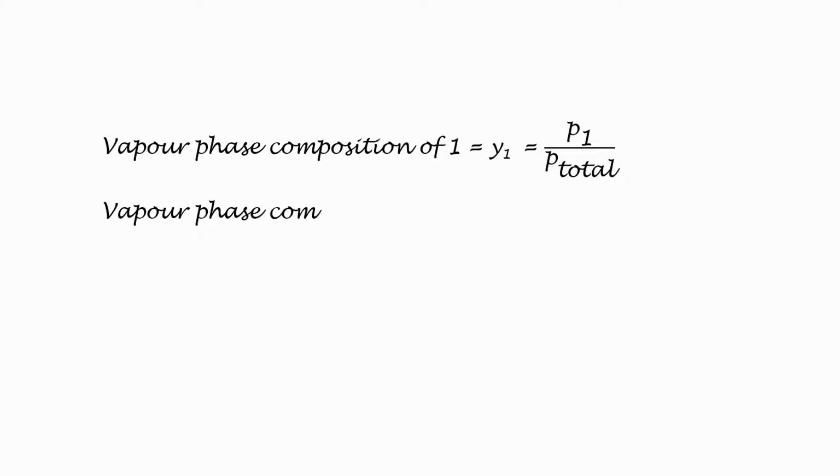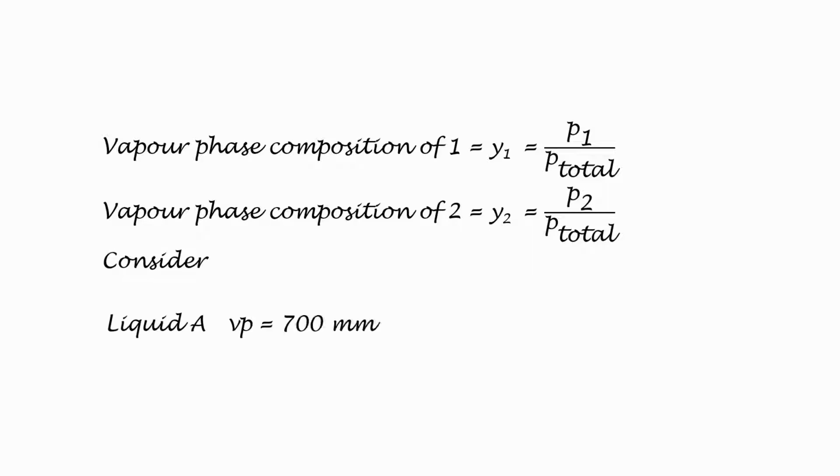The vapor phase composition of component 1, Y1, will be equal to the partial pressure of 1, P1, by the total pressure. Similarly, the vapor phase composition of component 2 will be Y2 equal to P2 by the total pressure.